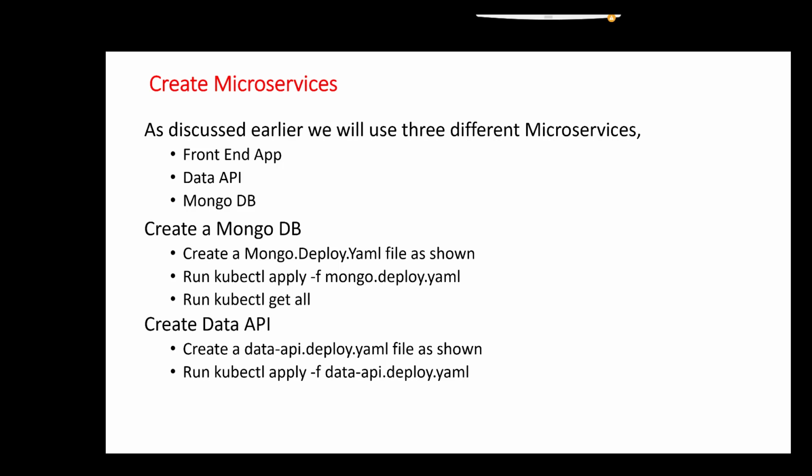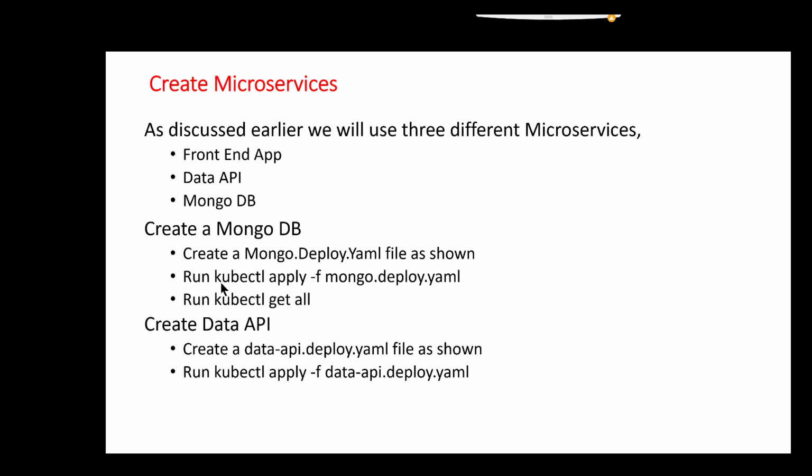The next step is to create all the required microservices, and as we know and have been seeing, we need to create 3 different microservices in our solution. One would be the front-end web app, the second would be the data API, and the third would be the MongoDB. We will start with creating a MongoDB. We'll create a mongo.deploy.yaml file. I'll show you in a second.